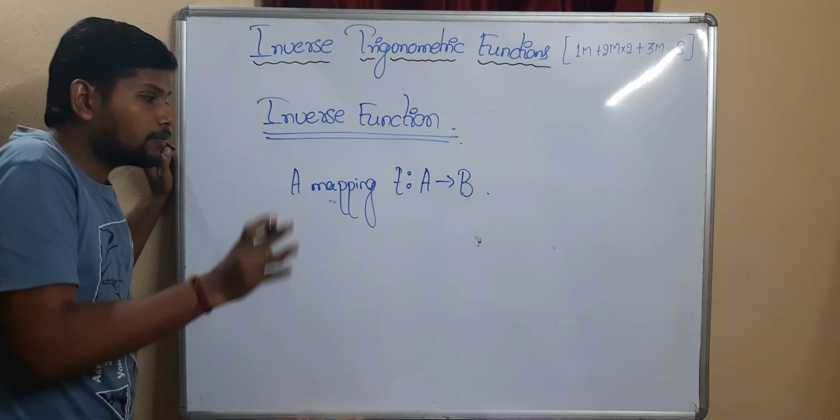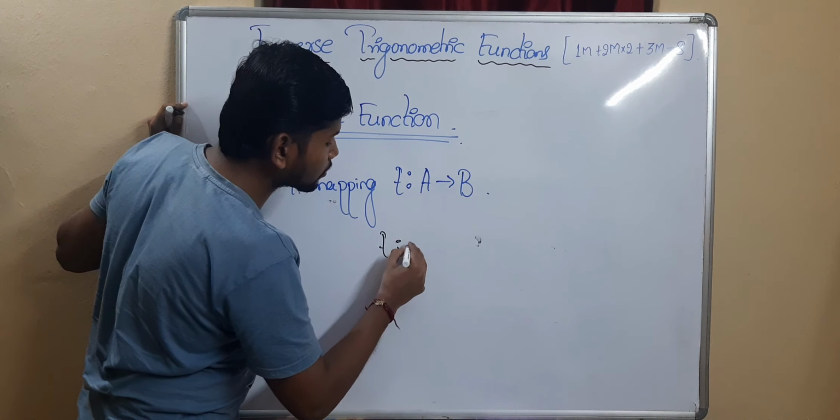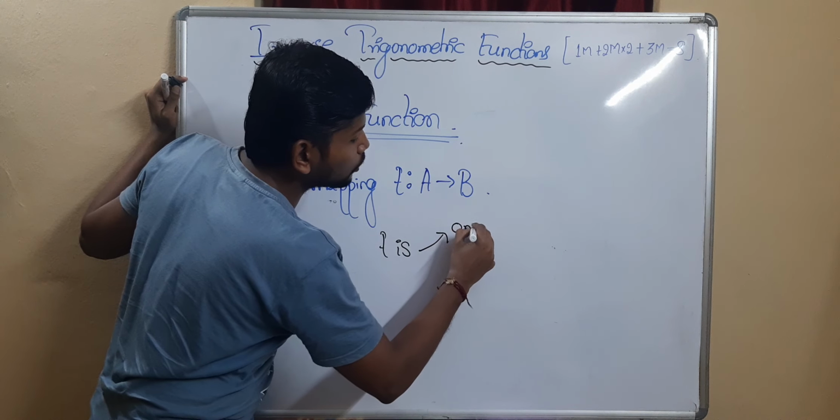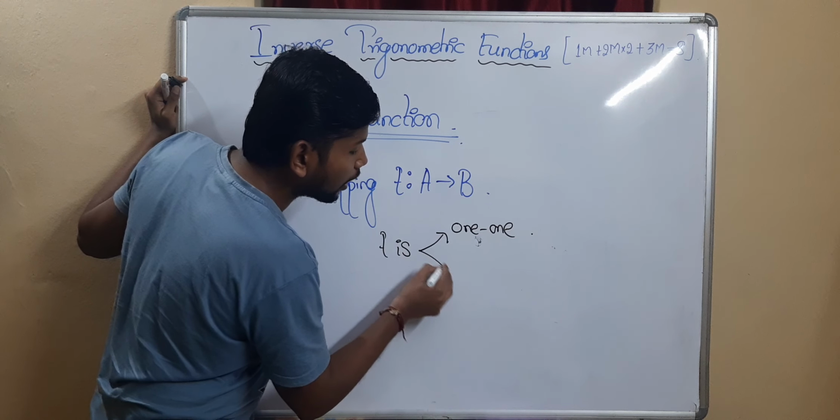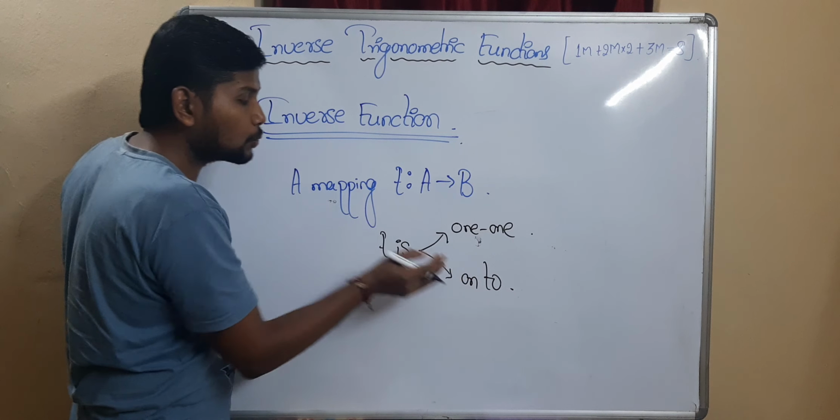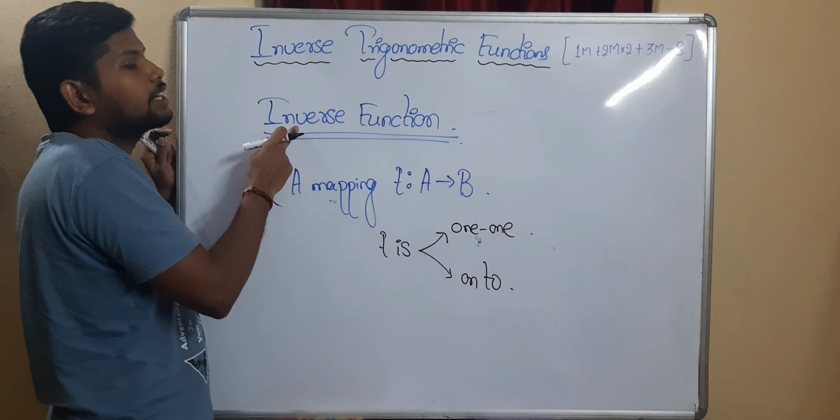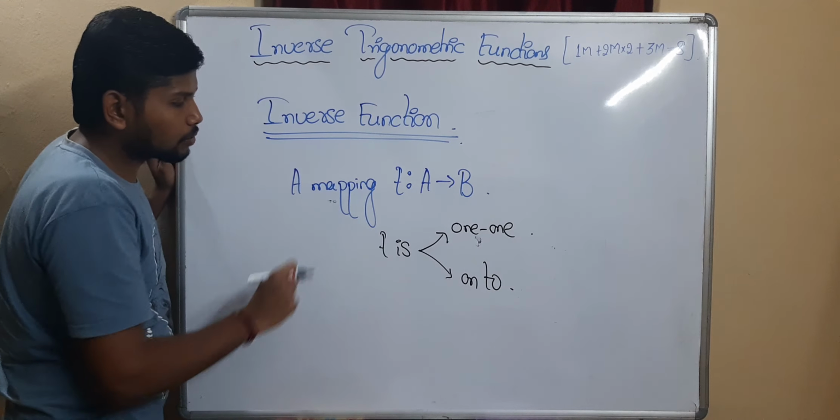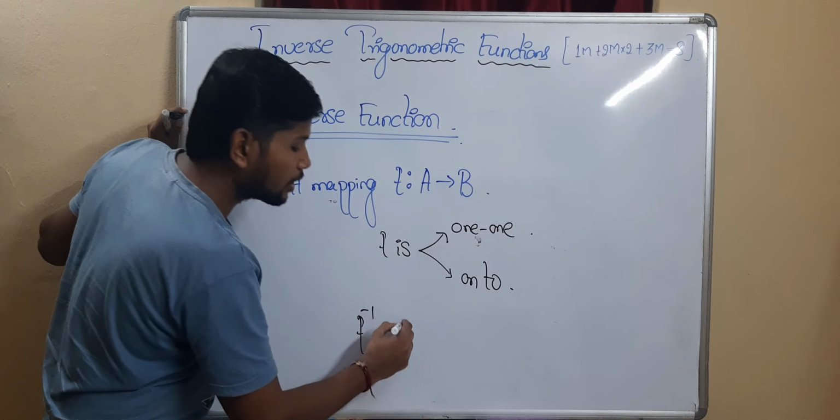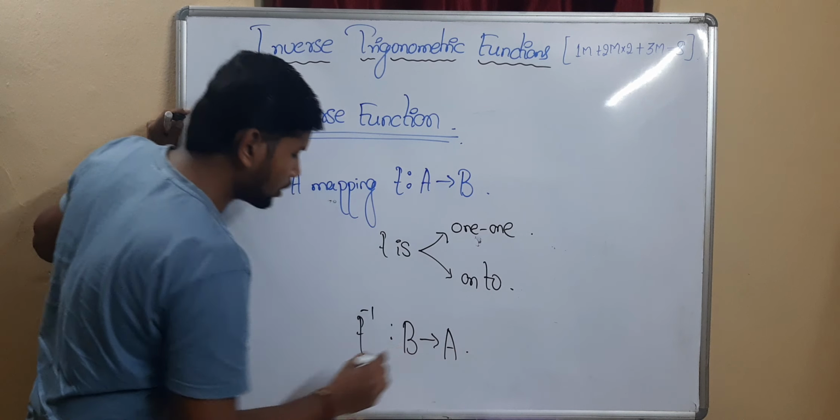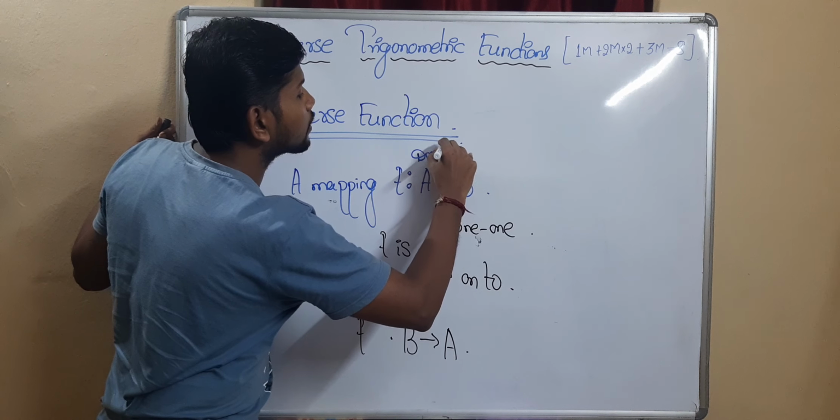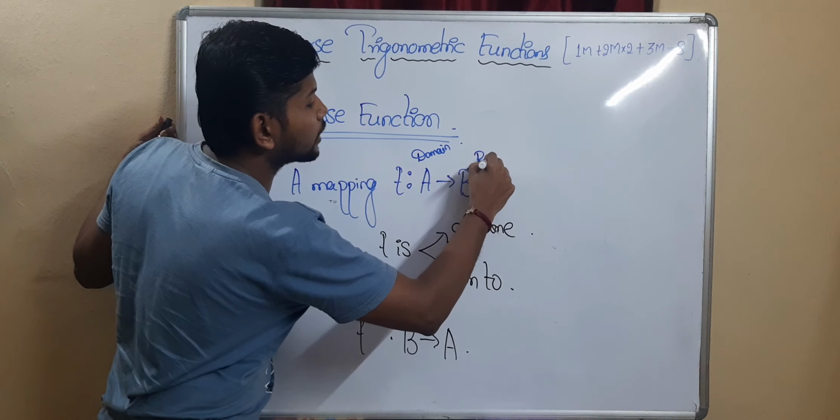When we define the inverse of this function, the function f must be 1 to 1, and it must be onto. If it is 1 to 1 as well as onto, only then can we define its inverse. We can denote it like this: f inverse is defined from B to A. You need to understand here, A is nothing but the domain, and B is nothing but the range.